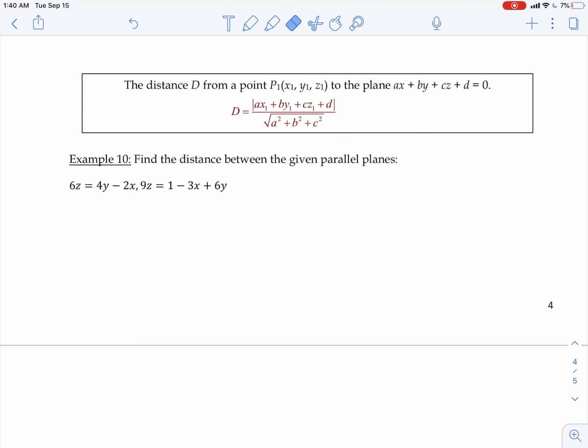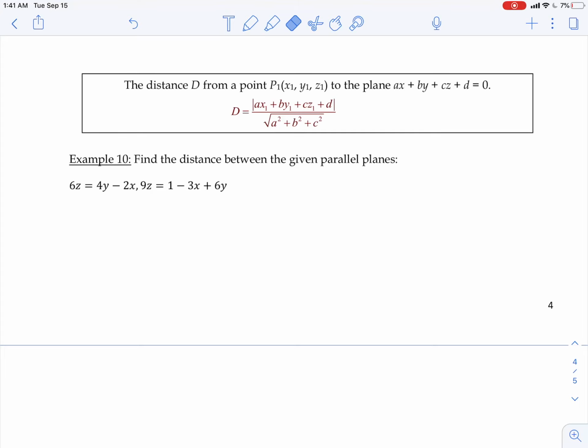All right, last topic is going to be the distance from a point to a plane. To define the distance of a point to a plane, we're going to take our point and plug that point into the plane that we're dealing with. Then we finish by dividing by the magnitude of the vector of that plane, so the normal vector.